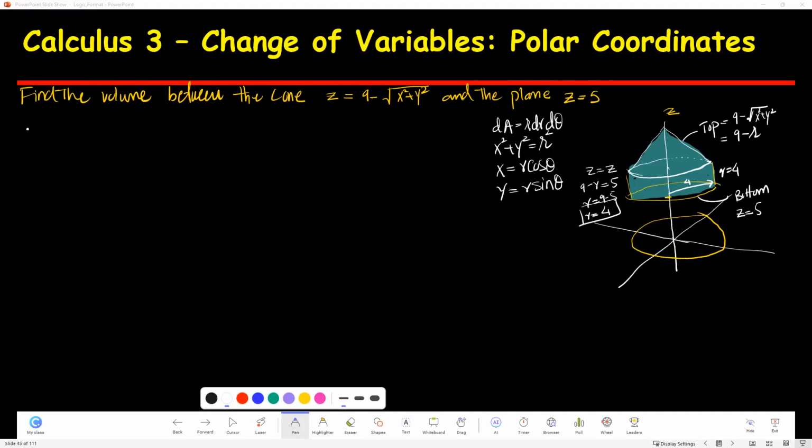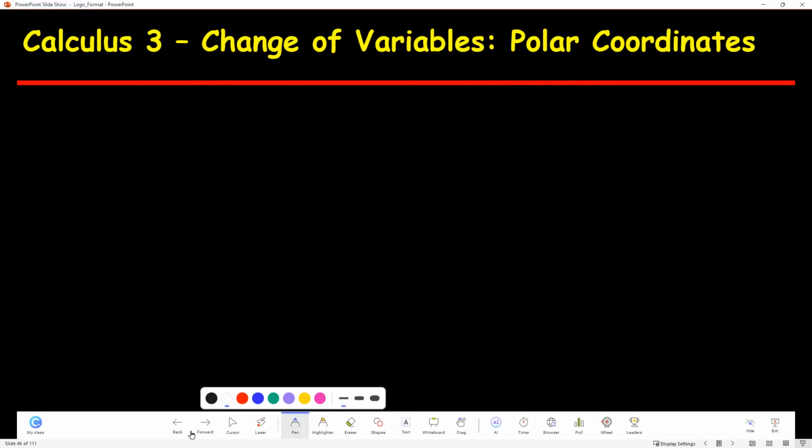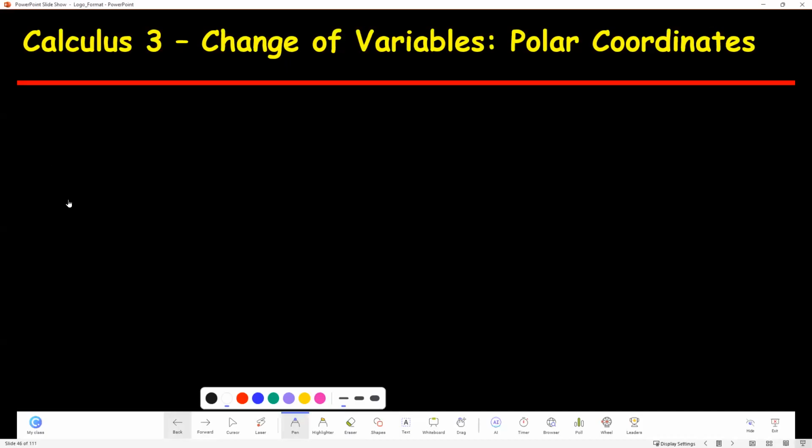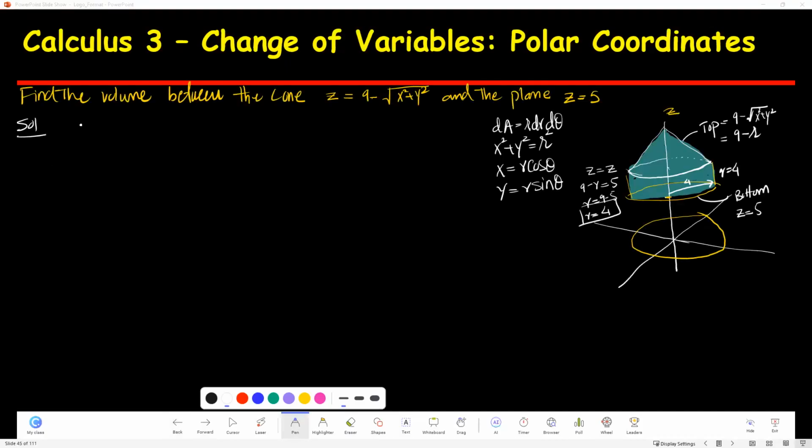Okay, I'm going to make my mathematical expression for this volume. So I'm going to say solution. The volume equals to double integral, top minus bottom, and r dr d theta.